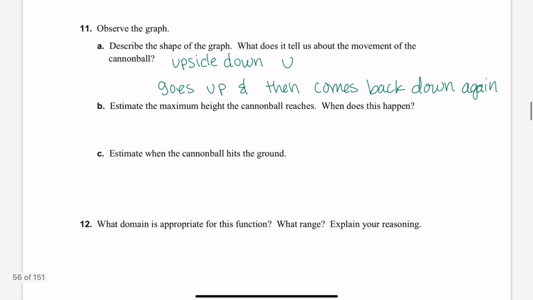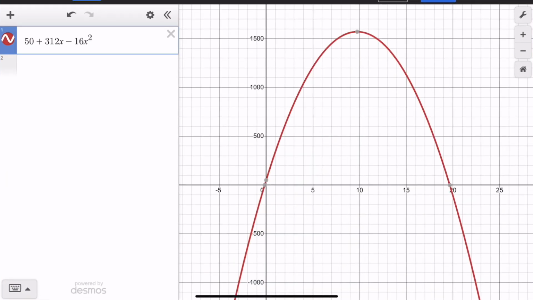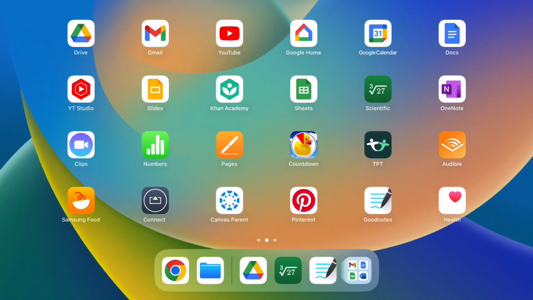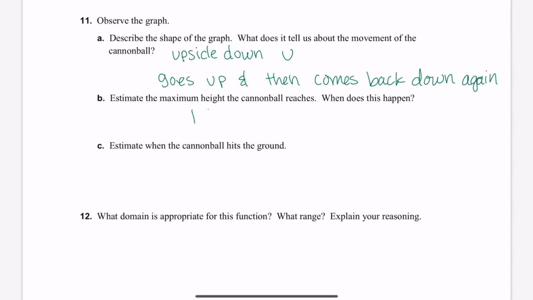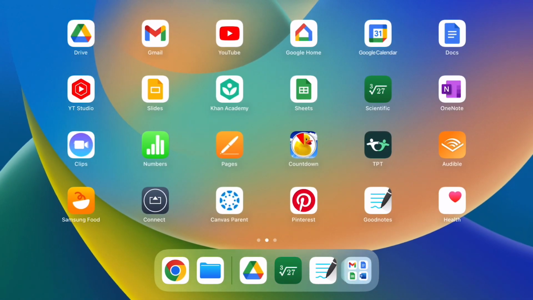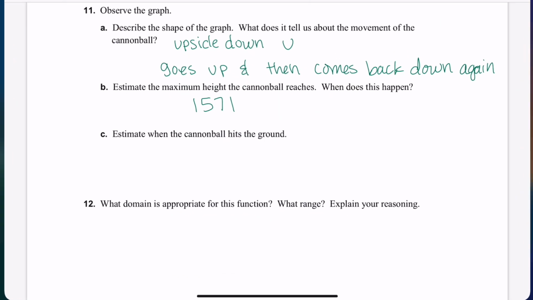Okay, so we're estimating the maximum height. When I look at that graph, it's estimated at about 1,571 feet, and it happens just before 20 seconds.